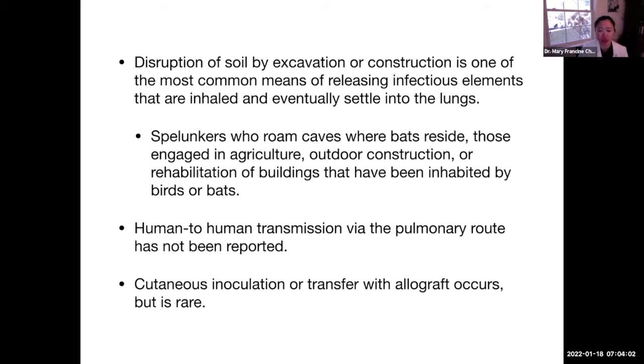Human-to-human transmission via the pulmonary route has not been reported, but cutaneous inoculation or transfer with allograft can occur, although that's rare. And then transplacental transmission can also occur, but again, that is very rare.